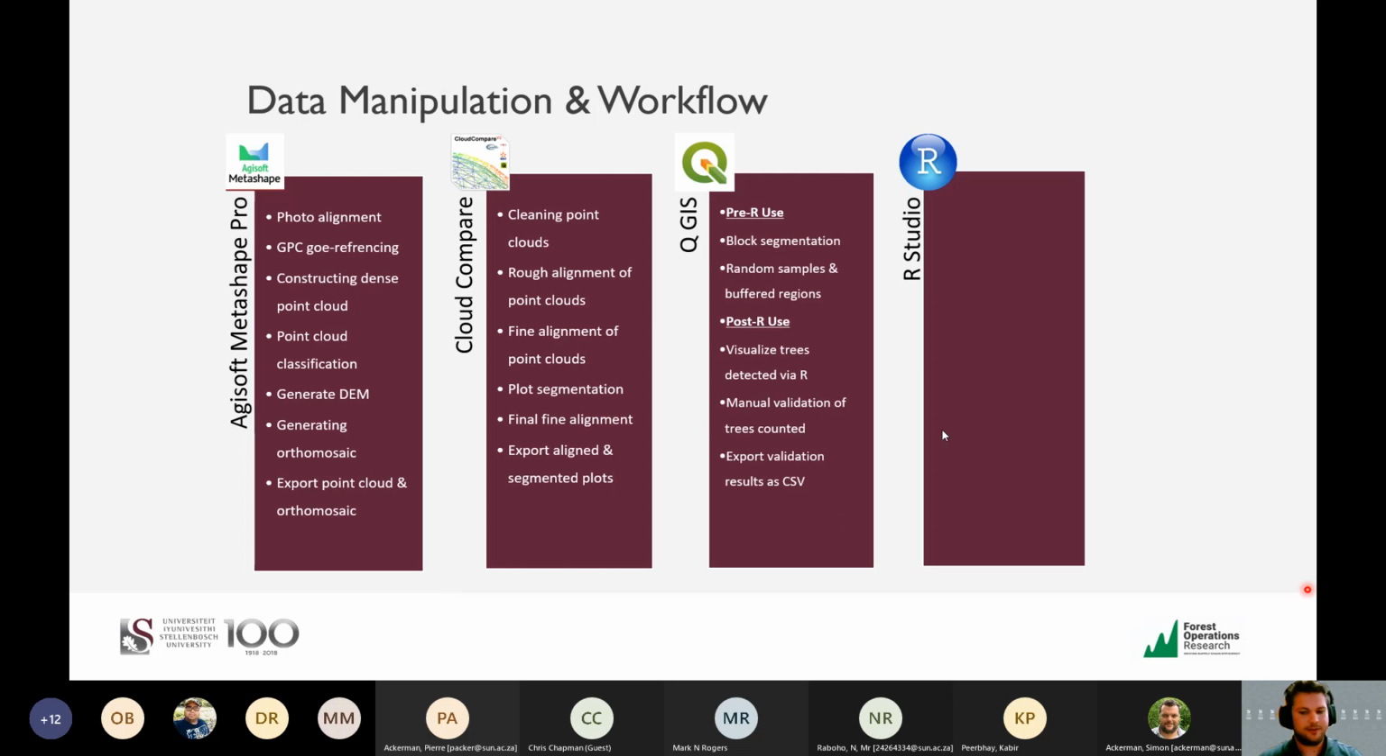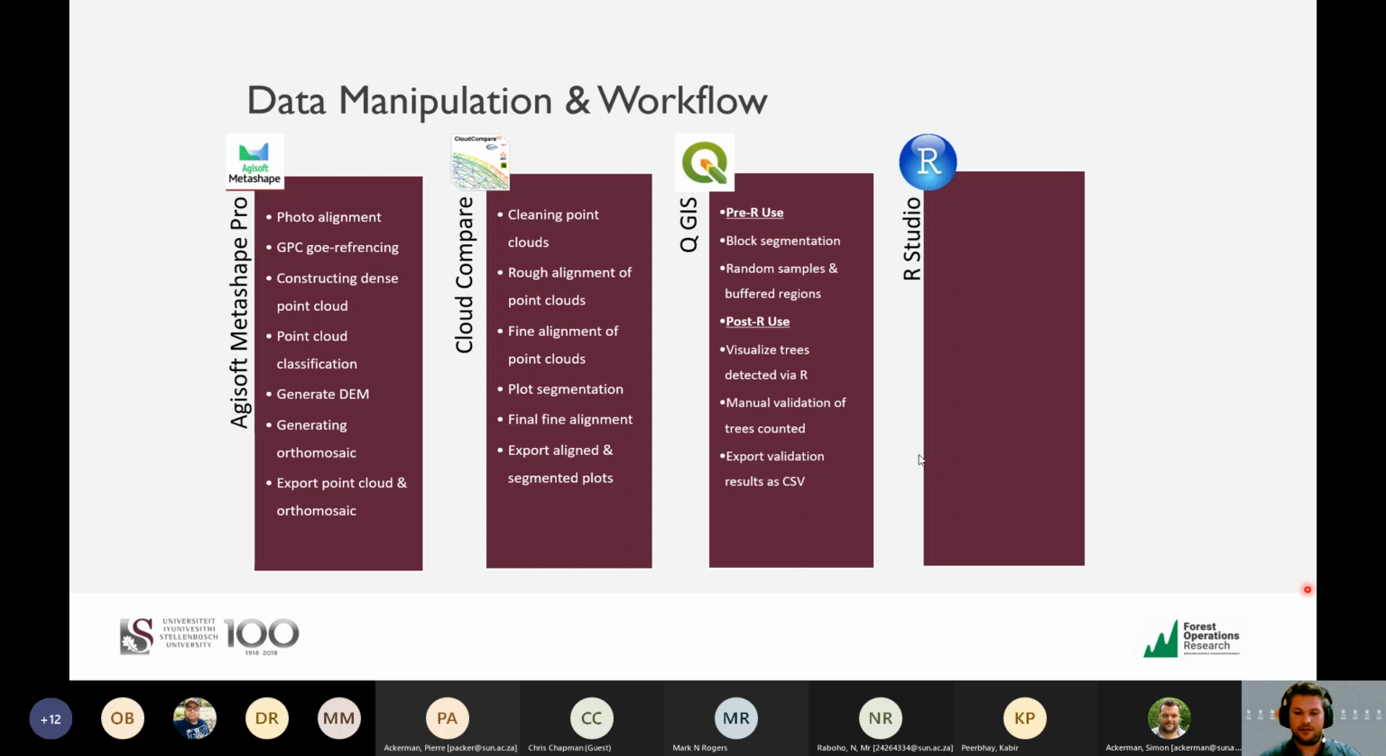Next, QGIS. QGIS was used throughout the whole project as it is a valuable tool when working with digital elevation models and orthophotos, as well as to create shapefiles. The pre-R and Cloud Compare use of QGIS: QGIS was used to make the shapefiles to cut these stands of the point clouds into segments in Cloud Compare. The random sampling per plot was also done in QGIS, and the buffered regions around these random samples were made. These are the 10% samples, basically.